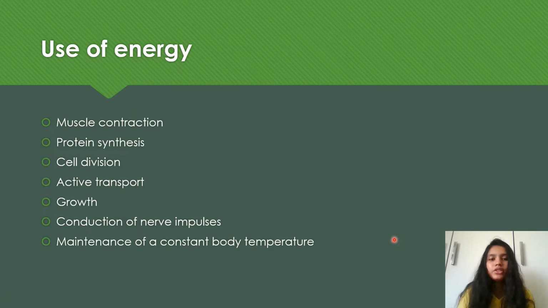And then maintenance of a constant body temperature. Homeostasis, as we talked about earlier, which we will also look at later in chapter 14 again, is the maintenance of a constant internal environment within set limits. So to bring about these changes, to regulate these values, the body requires energy again. So these are your uses of energy. You should know at least 5 of these uses for 5 marks. It's that simple.